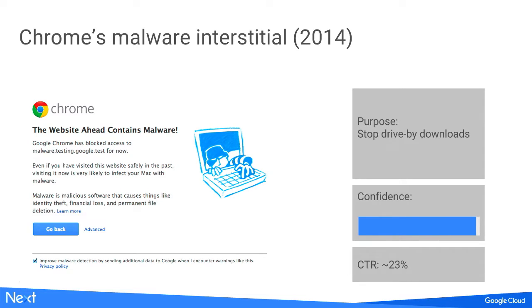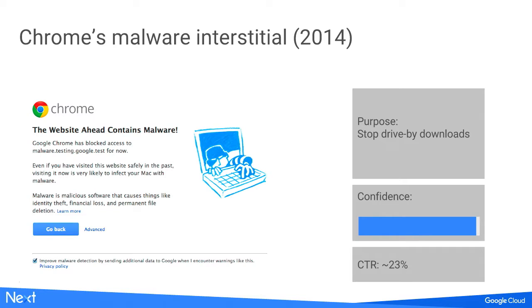Again, these go back a while, but they're from a really good presentation that's been presented before, back in 2014. Chrome's malware interstitial used to look like this. And it's strongly opinionated. It has a go back option, has an advanced option. Our confidence that there's malware behind whatever you're trying to do is extremely strong.